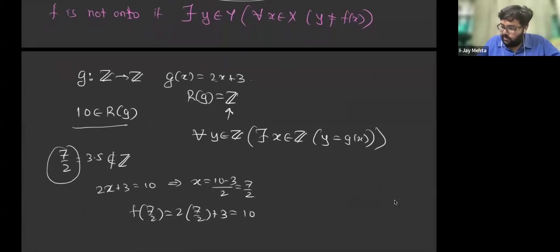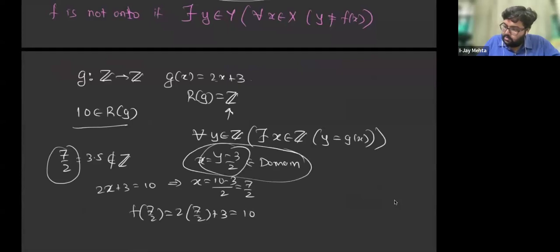So see, just finding x equals y minus 3 over 2 is not sufficient. We have to check whether it belongs to the domain or not. This must be checked, right? Good. How many of you understand this?